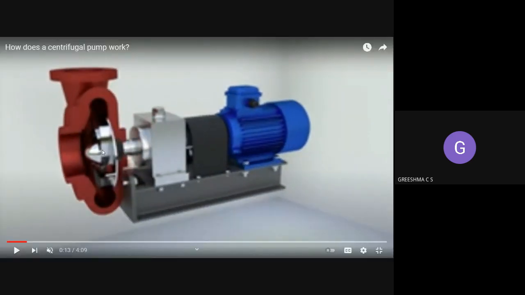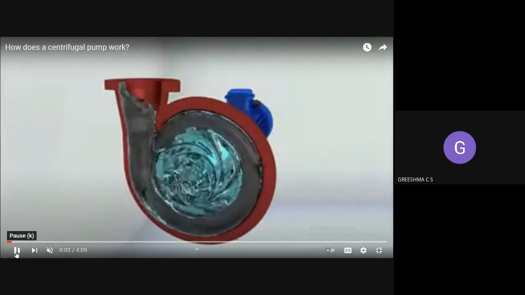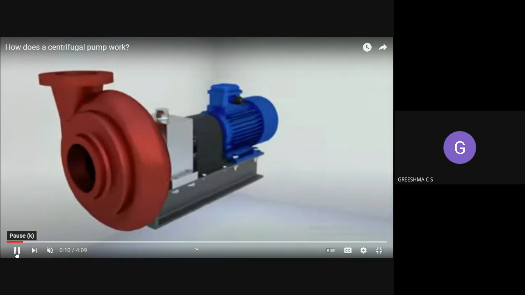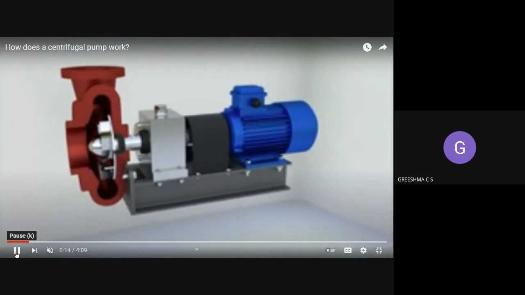As you can see, these are the veins which have plates, and water will be flowing through these veins. And what is happening? The water is rotated by the external torque. You can see in this video very clearly. You can see the water. This is a mass of liquid which is rotated by the external torque.